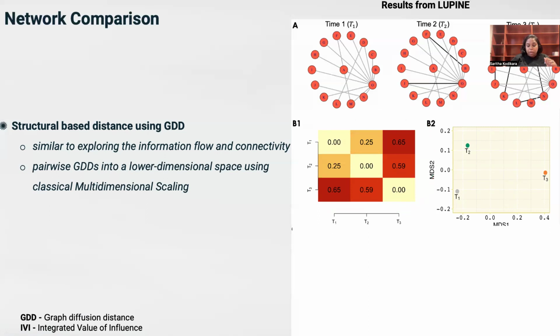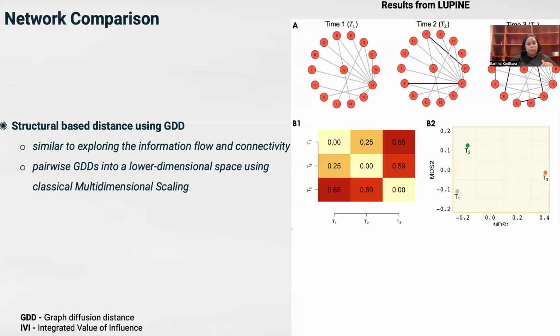In these networks, the black lines mean the difference from the previous time point. So at time point 2, you have these 2 new connections. At time point 3, you have these 4 new connections from time point 2. So when you compare these pairwise distances, you see that the maximum distance is between time point 1 and time point 3.